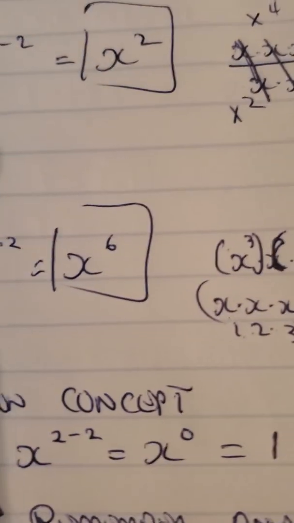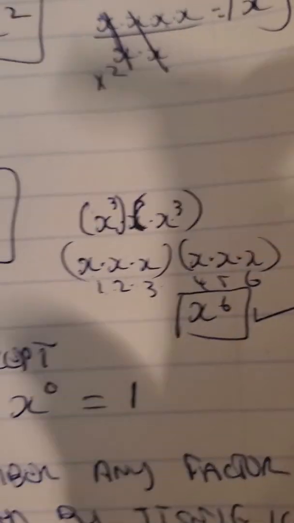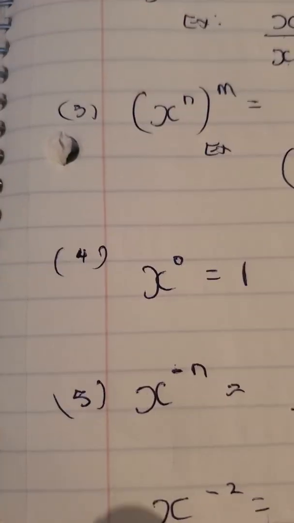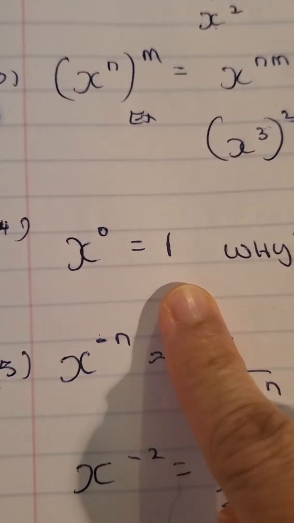And like I said, these rules come in handy if we have big powers that we have to simplify or evaluate. Otherwise, if the power is small enough and you can't remember, just expand it and you'll see. All right, good. So the other rule says any base raised to a 0 power is 1.